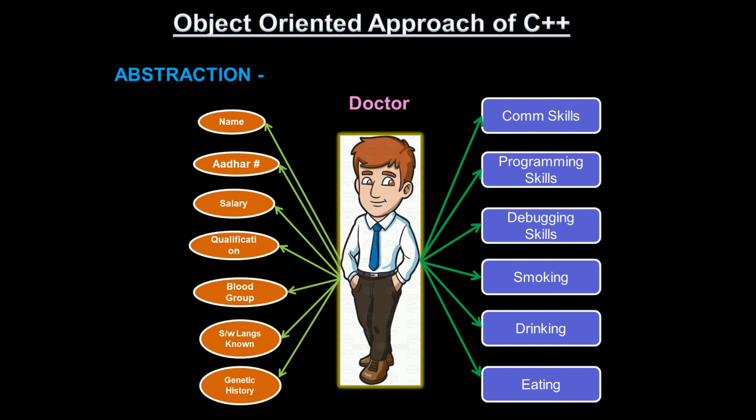And also we need blood group, and also we need genetic history. Blood group, because if any blood loss is there, to give another blood you need the blood group.